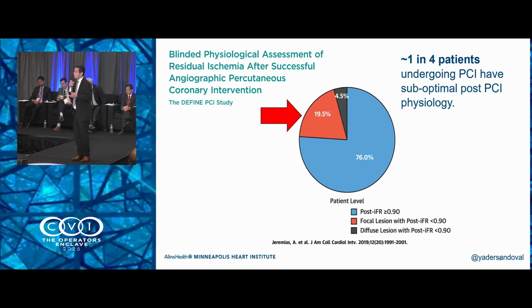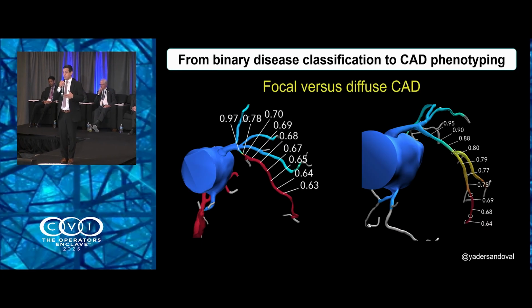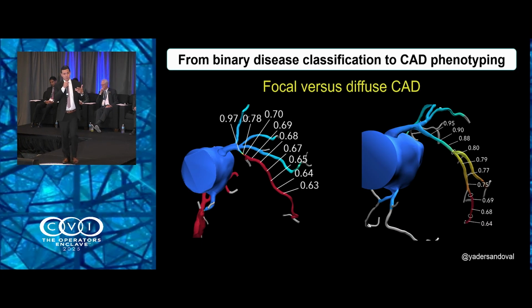Same thing, if we're humble about our field, we do all these great PCIs, and all of our reports say excellent angiographic result. But if we think about it, a quarter of our patients will have a suboptimal physiology in routine clinical practice after quote-unquote optimal PCI. This has been reported with non-hyperemic pressure ratio and with FFR in a number of studies. No matter how good we think we might be, this is the reality. A quarter of our patients have a suboptimal physiology. And a lot of it comes to this issue of phenotyping, of really better understanding the pattern of coronary artery disease.